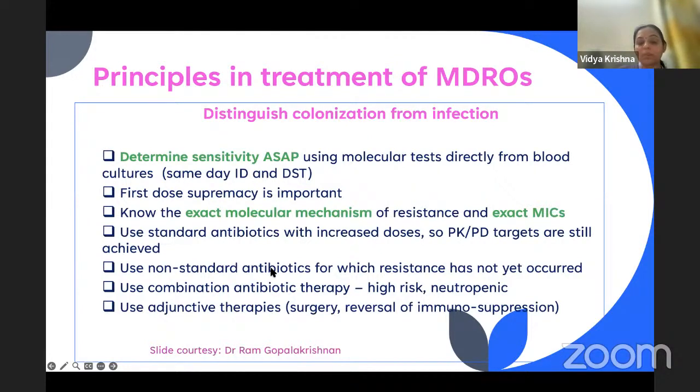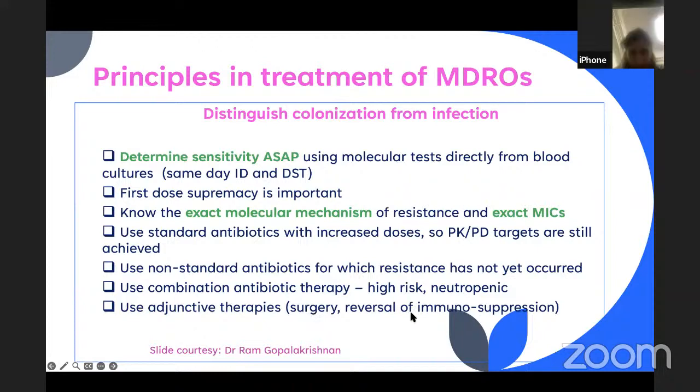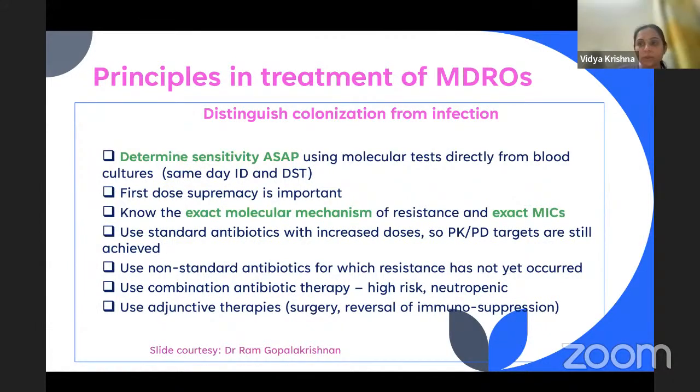And then using proper doses, paying attention to the PK/PD parameters. We'll talk a little bit about combination therapy later, but generally use it for your high-risk and immunosuppressed hosts. And this I can't stress enough: it is not just antibiotics. You have to use adjunctive therapies. Unless you do good source control, unless you reverse immunosuppression, you're not going to be able to treat the patient well.